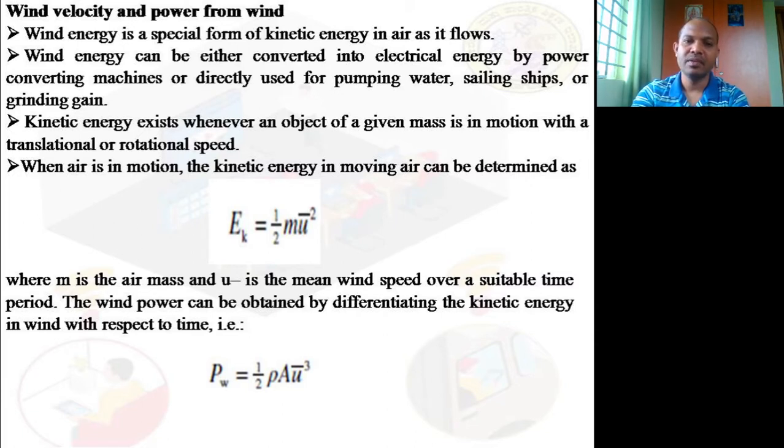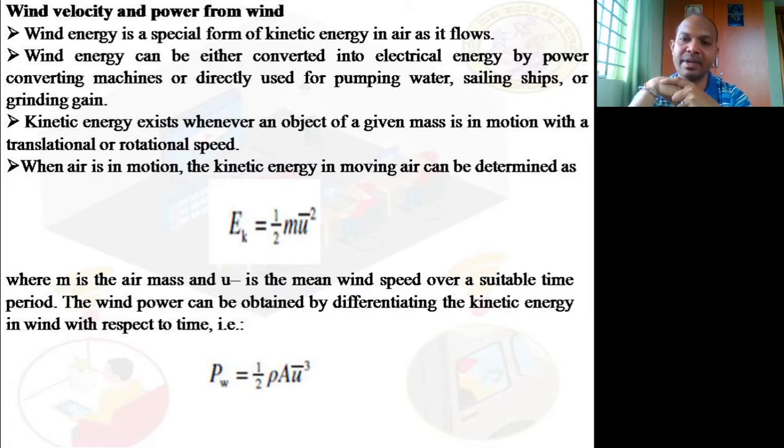Velocity means a linear one, whereas speed means with respect to the particles. That is the one. The fastest wind in the universe may be around 200 million kilometers per hour. You can see it here: whenever there is a cyclone, the more the depression in the air, or the more the pressure difference, the more the wind velocity. Basically, wind energy is a special form of kinetic energy in air as it flows dynamically.